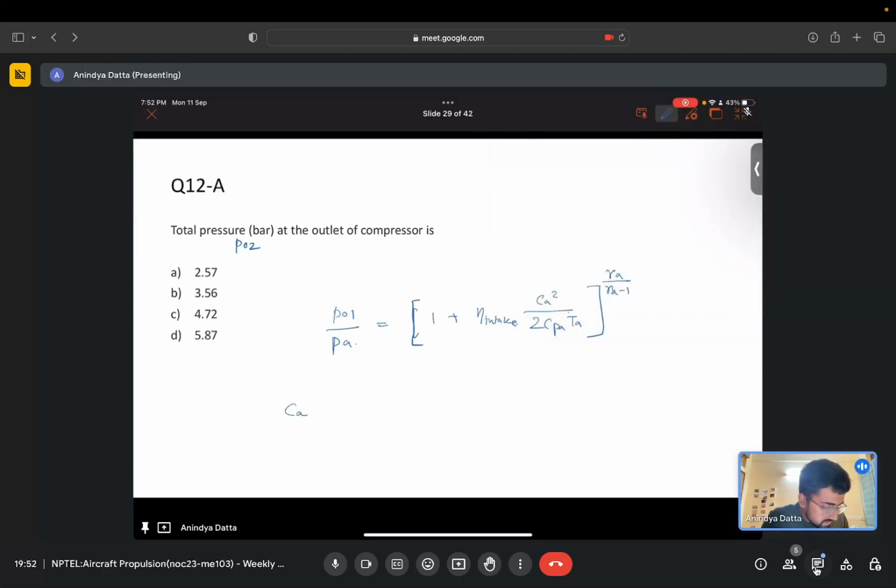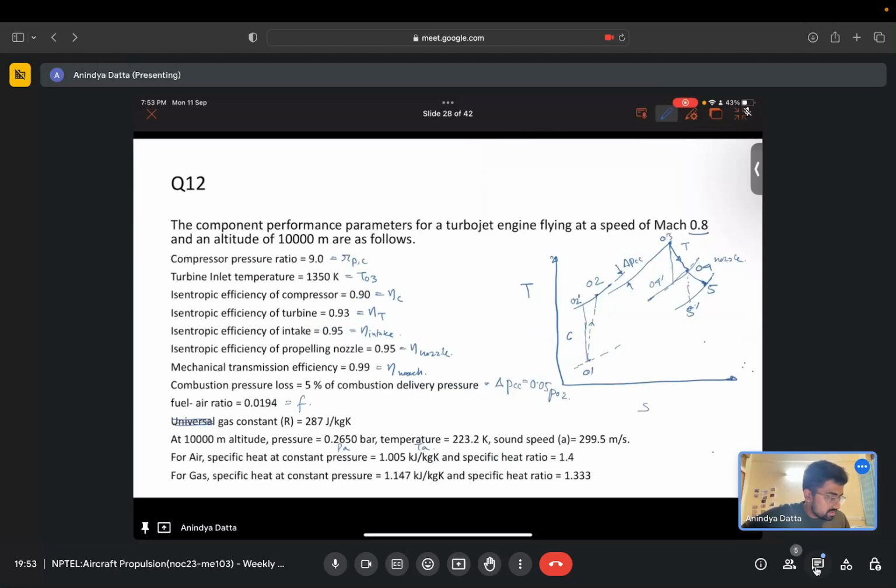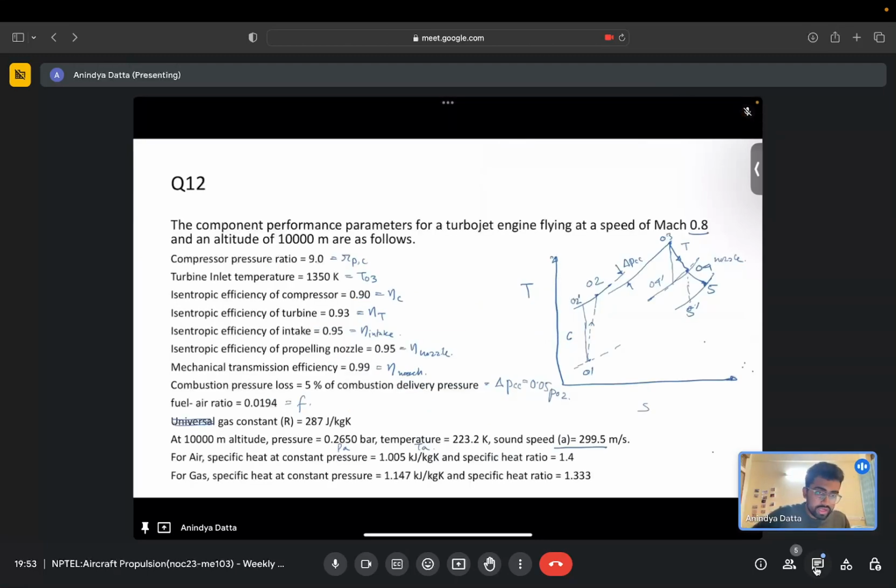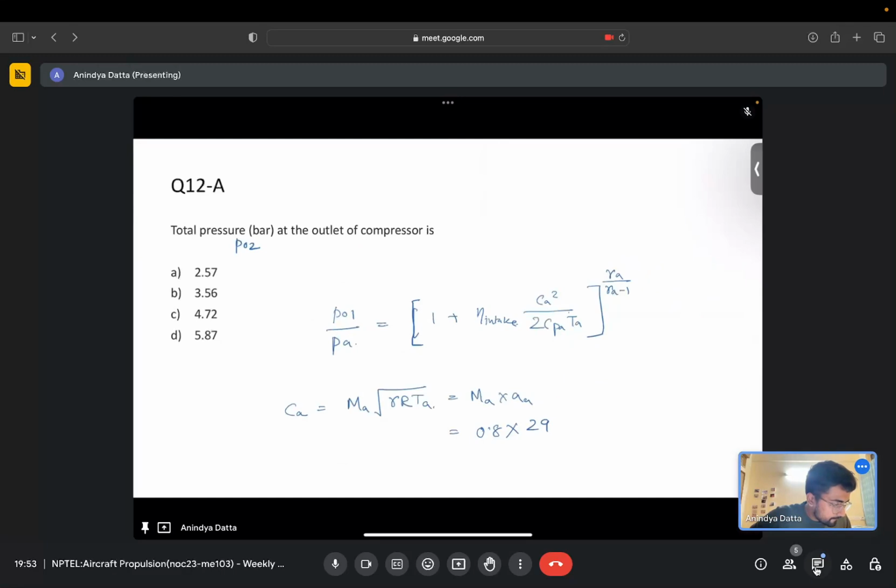CA is equal to Mach number times the square root of gamma R TA, or Mach number times the speed of sound. The Mach number is given as 0.8 and the speed of sound A is given as 299.5, so CA we get as 239.6 meters per second. Now once we know CA, we can put it into the values here.